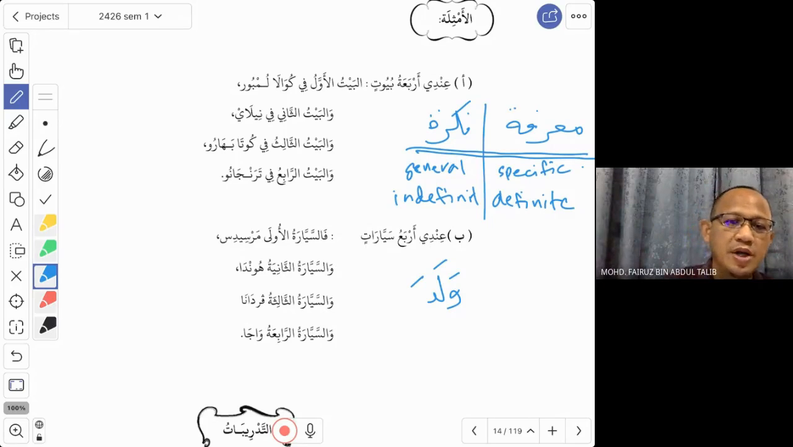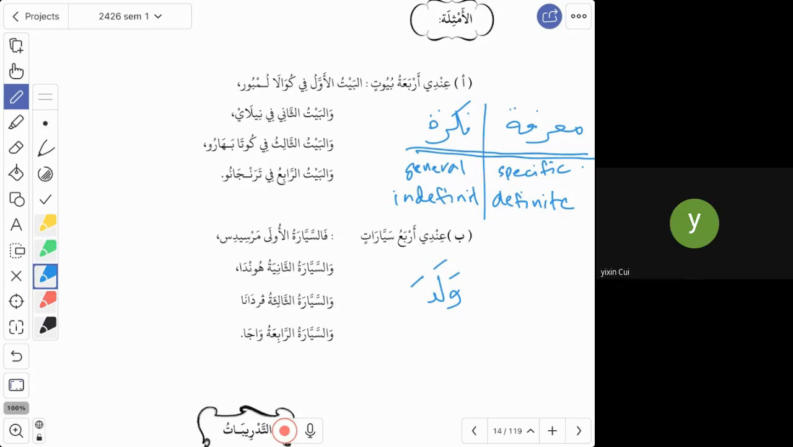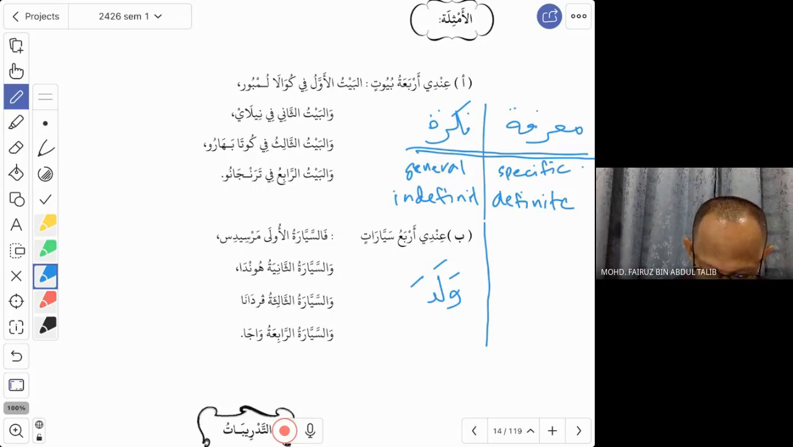How do you say the boy? You want to make it definite. You want to say the boy or that boy or this boy. So what do you need to do? Al. Yes, you need to change this from nakira to ma'rifah. What we mean by ma'rifah is you want to make it specific. So how do you change from nakira to ma'rifah? You have mentioned just now, by adding alif lam. Good. So by adding alif lam, the word changes from nakira and it becomes ma'rifah.